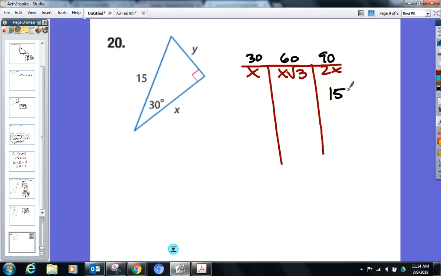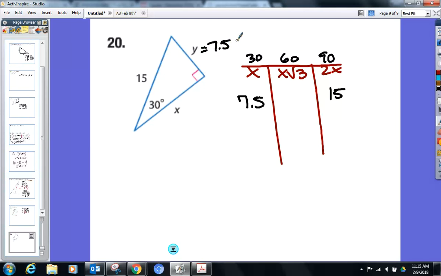All right, and how do I, well, think about it. To go from here to here, I multiply by 2. So if I went backwards, I would have to divide by 2. So 15 divided by 2, 7.5 for the side across from 30. 7.5, which would be y in this case.